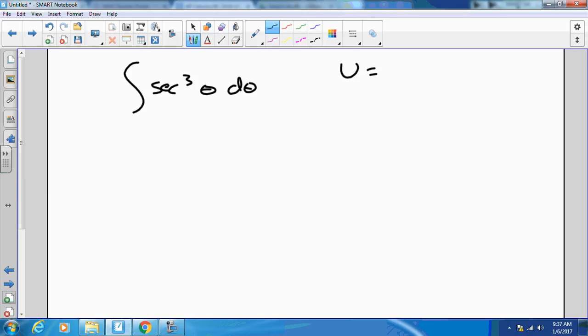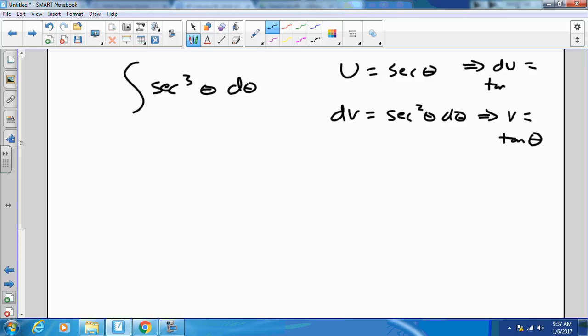What I'm going to do is let u equal secant theta, and dv equal secant squared theta d theta. Exactly. So that v is equal to tan theta, and du is equal to secant theta tan theta d theta. Now you say, why in the world would you want to do that? But watch.